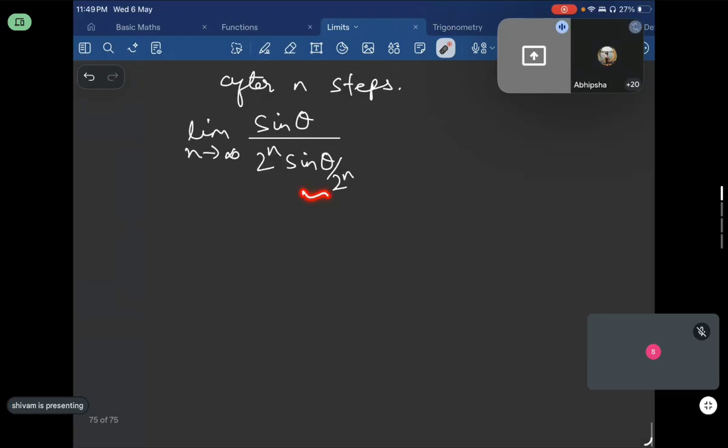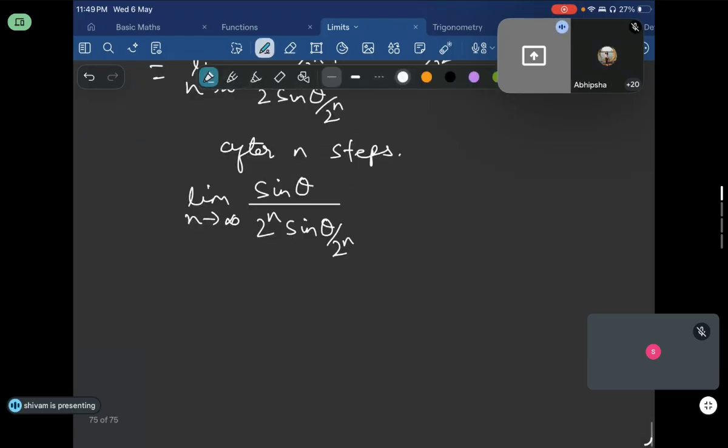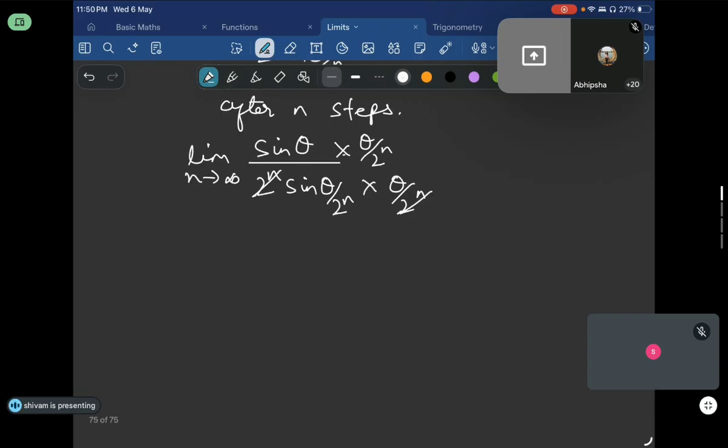So this tends to 0. So that means in order to convert it into standard form, we need to multiply by theta by 2 to the power n. If you have multiplied by theta by 2 to the power n, you have to divide by theta by 2 to the power n. Now see, 2 to the power n, 2 to the power n gets cancelled, everyone. What are you getting? You're just getting sine theta by theta.